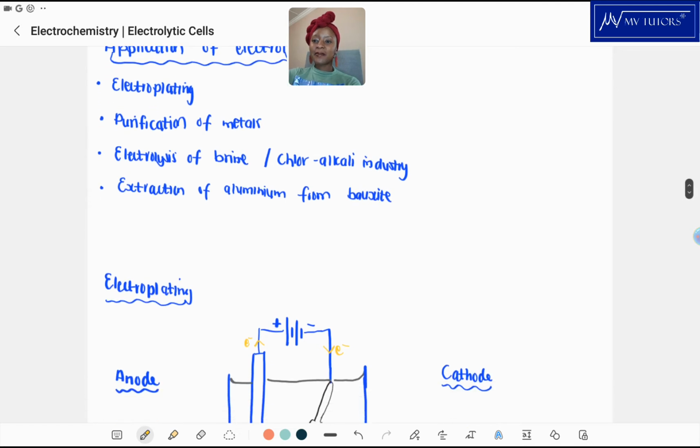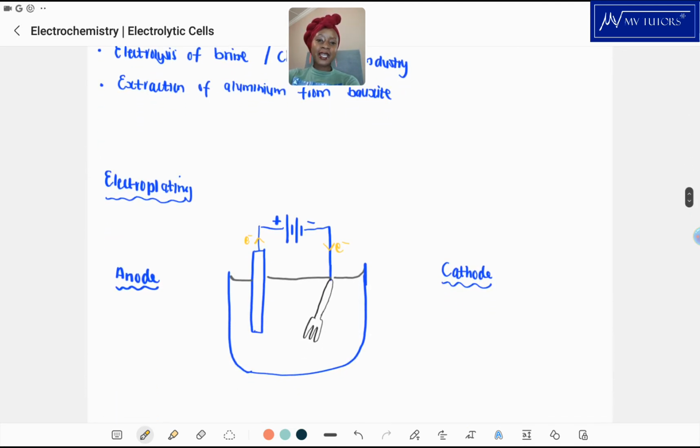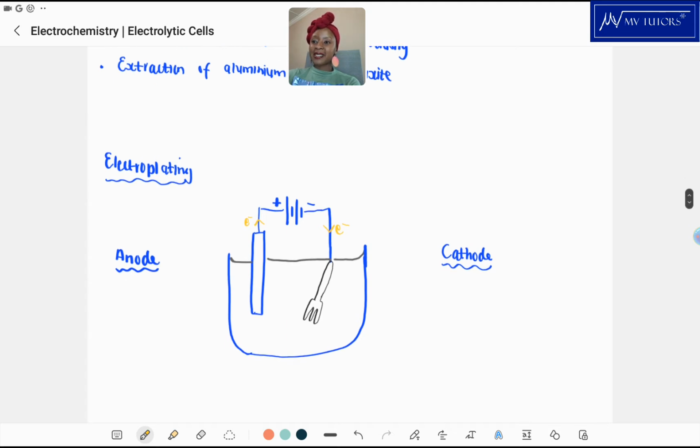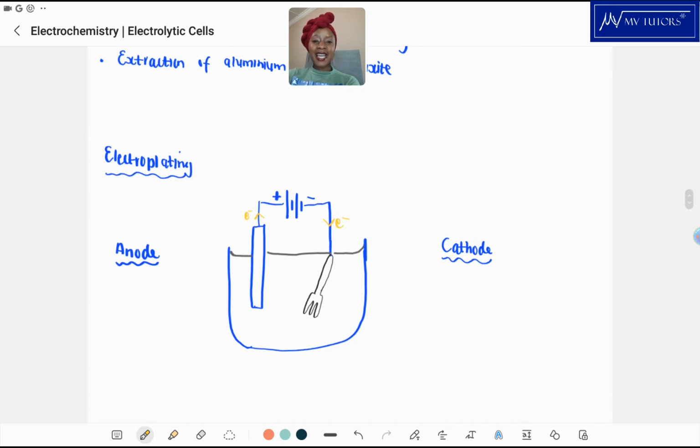First, we're going to start with electroplating. I made an example of electroplating cutlery with silver, so I'll start with that. Like we said, the anode is connected to the positive terminal of the battery. Because oxidation occurs at the anode, electrons are being lost, so you'll have a positive charge. But we don't really have a positive charge because the electrons are leaving. We have a positive charge because it's connected to the positive terminal of the battery.